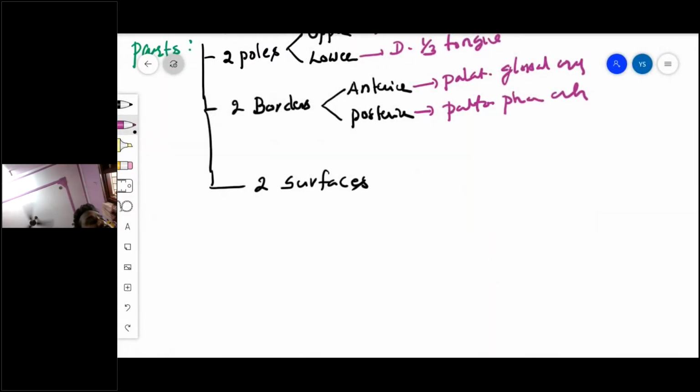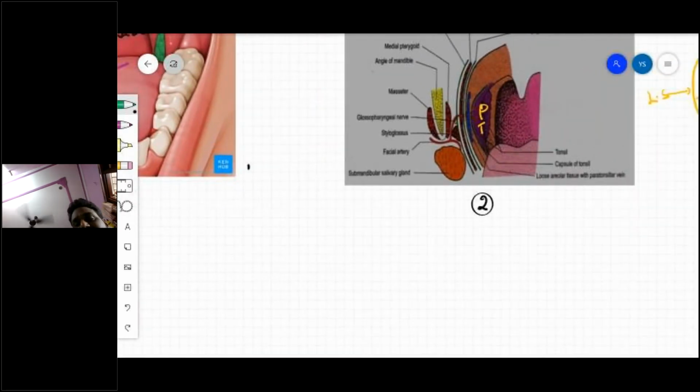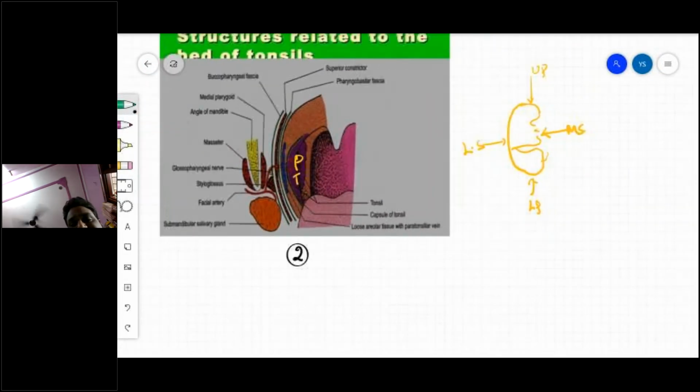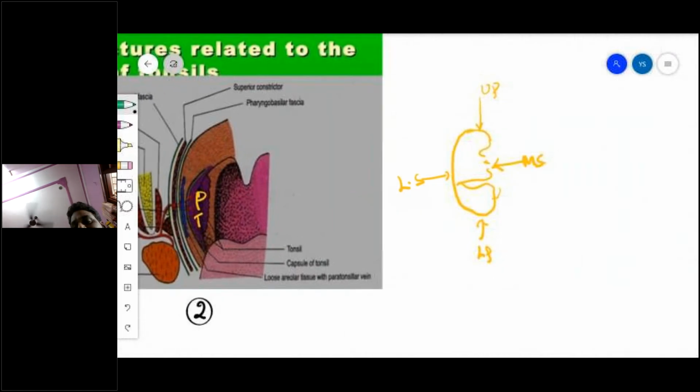Now we come to the surfaces of the palatine tonsil. So palatine tonsil possesses mainly two surfaces. Number one, medial, and second one is called lateral. First, we go back to the picture. We try to see the surfaces. So I have drawn one picture here. I'm highlighting the medial surface. Whatever you see in this picture, that is the medial surface.